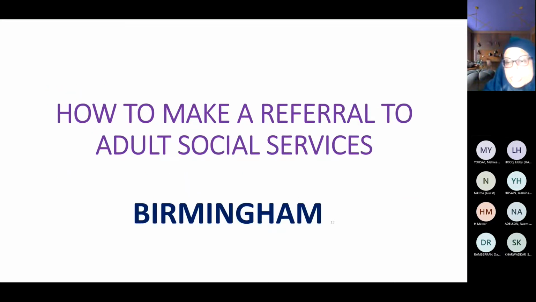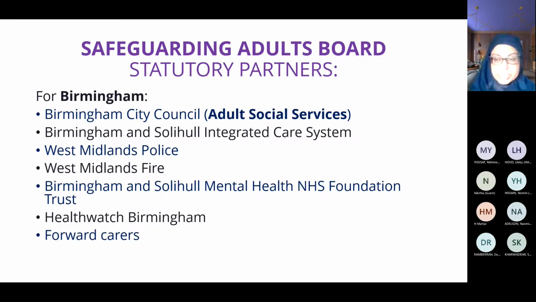So I'm going to cover Birmingham first, and then I'll do Solihull. So in Birmingham, in every town and city, again, according to the Care Act, needs to have a safeguarding adults board, and the Care Act defines who the statutory partners are. So for Birmingham, you've got to have the City Council, because they run the adult social services. You've got to have the CCG, or the ICS as we're now called. The police are a member of the board. The fire service are a member of the board. Because we deal with mental health and mental capacity, you've got to have mental health services.